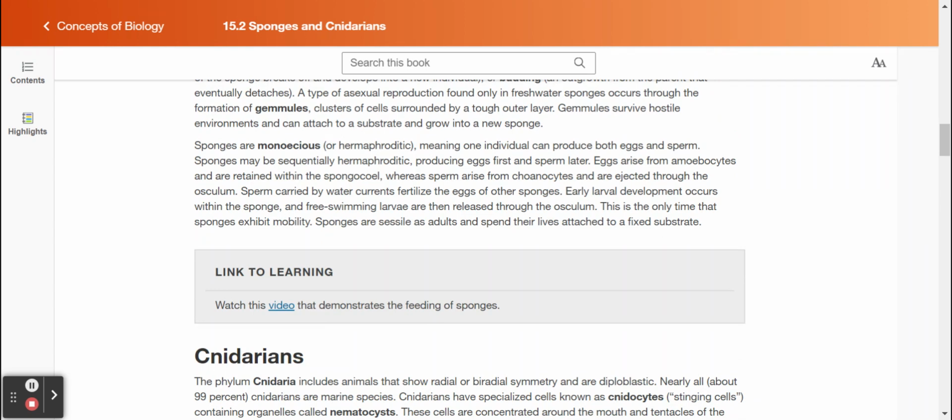Sponges are monoecious, or hermaphroditic, meaning one individual can produce both eggs and sperm. Sponges may be sequentially hermaphroditic, producing eggs first and sperm later. Eggs may arise from amoebocytes and are retained within the spongocoel, whereas sperm arise from choanocytes and are injected through the osculum. Sperm carried by water currents fertilize the eggs of other sponges. Early larval development occurs within the sponge, and free-swimming larvae are then released through the osculum. This is the only time that sponges exhibit mobility. Sponges are sessile as adults and spend their lives attached to a fixed substrate.